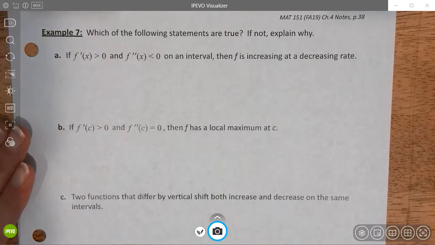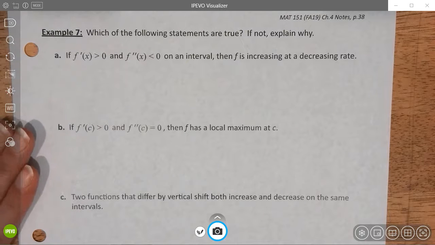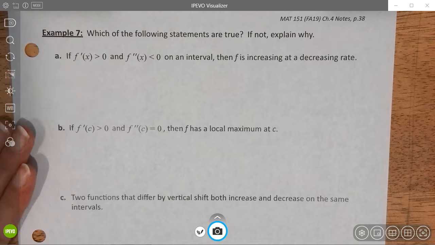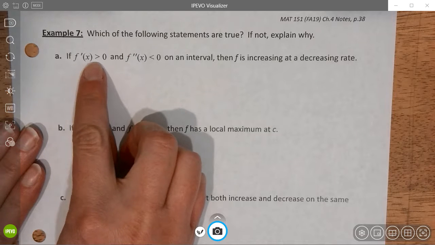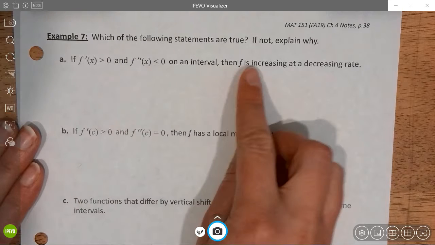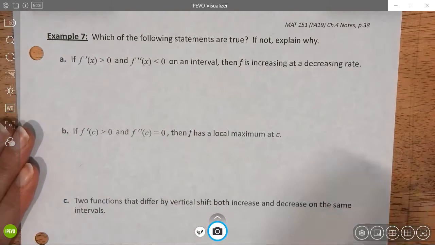Finally, example 7. Which of the following statements are true, and if they're not, explain why. If the first derivative is greater than 0 and the second derivative is less than 0, then f is increasing at a decreasing rate. So let's translate.